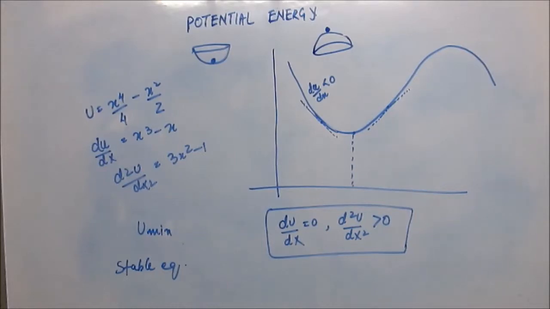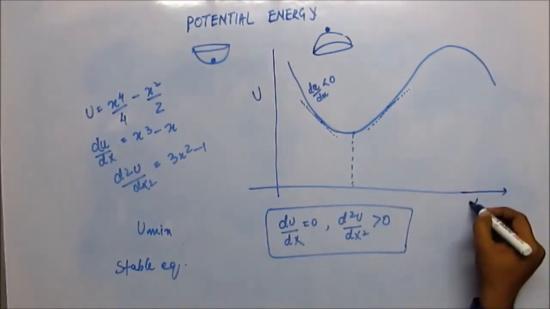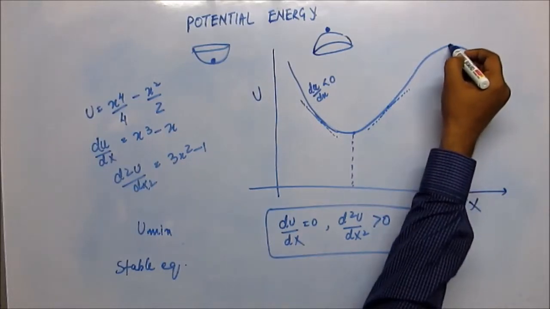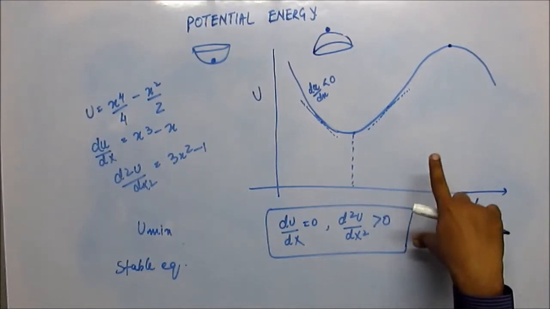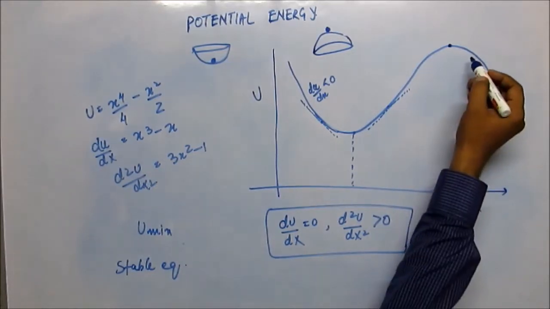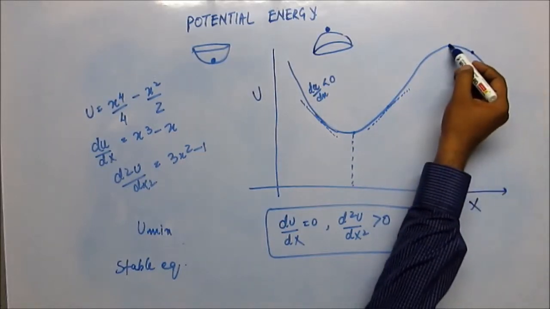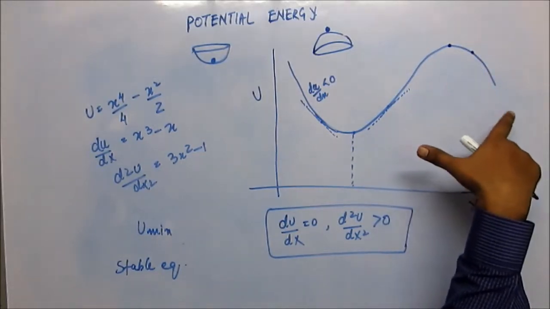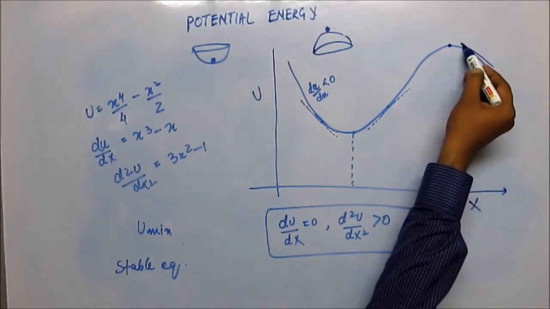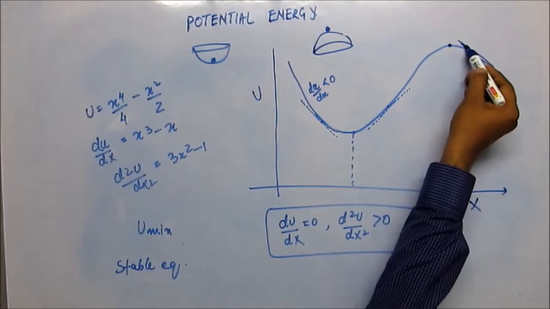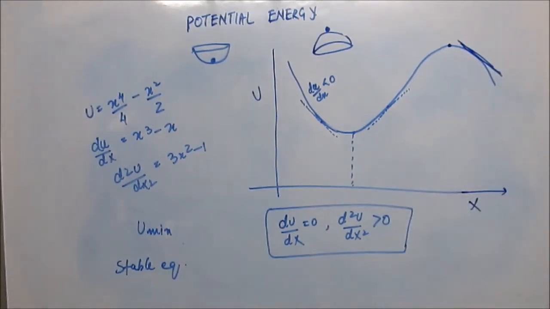Now unstable equilibrium, in the graph of U versus x, means the point would be at this position of the equilibrium of the potential energy. Because if we consider any point ahead of that maxima in the potential versus displacement graph, all these points which are towards the right, the tangent to this is making an obtuse angle.